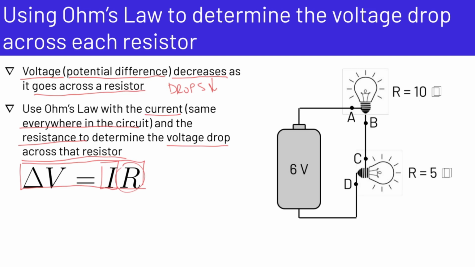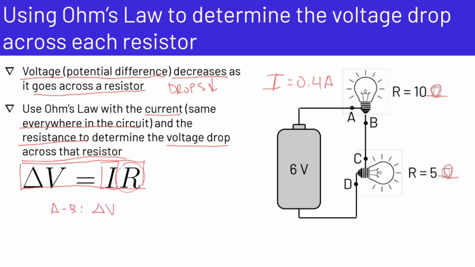We know from the last time that we looked at this circuit that our current is 0.4 amps. We have our first light bulb, which is 10 ohms, and our second light bulb, which is 5 ohms. So those are the resistances. Between points A and B, we're going to have a certain voltage drop. So let's figure out what it is.